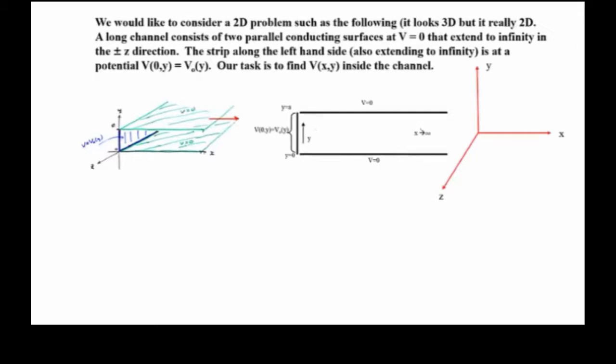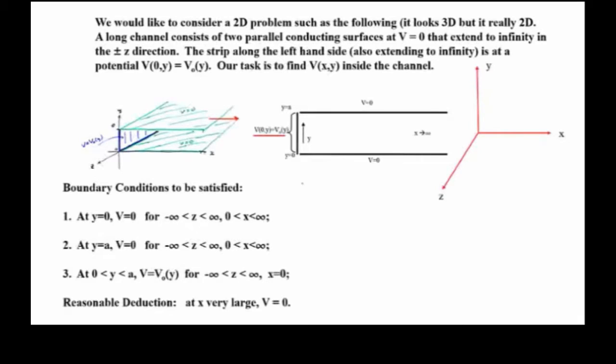Here's another view of it. So here's our x-axis here, our top plate at 0, bottom plate at 0, and here's our V as a function of y. So this is x equals 0 in this position, so that gives us a function of y only, and that goes from 0 to a. The coordinate system that we're using is that this is the x-axis, here's the y-axis, and here's the z-axis.